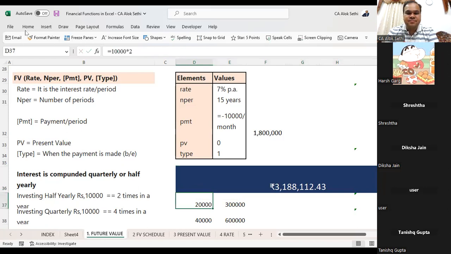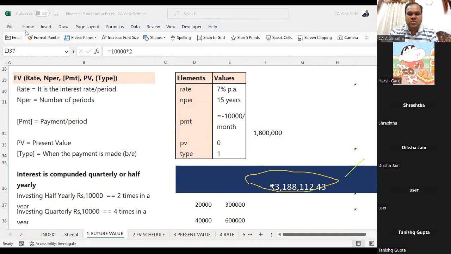What do you see now? 31,88,112. Does it look good? क्या ये ठीक है जो ये अमाउंट आया? अब ये ठीक लग रहा है? क्या ये सही है? हाँ कि ना? Is this value right? Yes, sir. Yes. This is now correct.